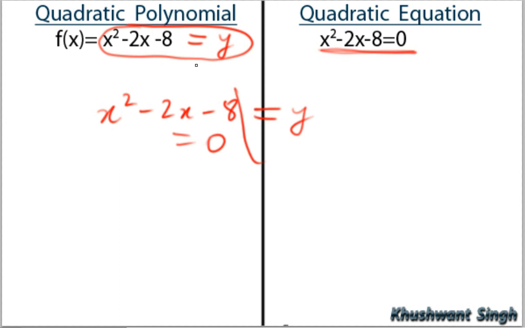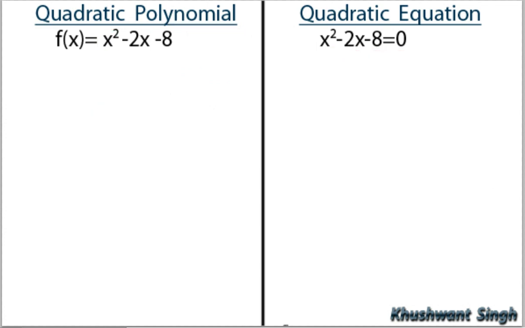Just the equal to sign and this y and this 0 are changing, though we don't equate to y in a polynomial in general. I'm just saying it for graph. Mind the words, only for graph, not for general. Okay, so let's solve this.